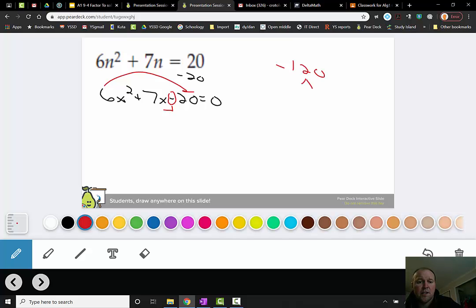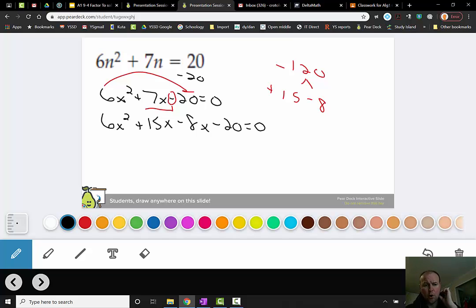We want different signs. We're going to subtract until we get the ones that are 7 apart. So my numbers are 15 and 8. I want positive 15 and negative 8 because I want positive 7. It's good to be positive these days. 6x squared plus 15x minus 8x minus 20 equals 0. Here we go. GCF, 3 and an x. So I need 2x plus 5. I need 2x plus 5.